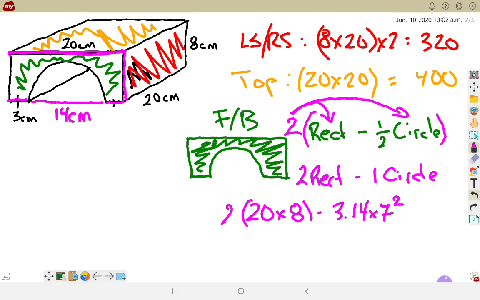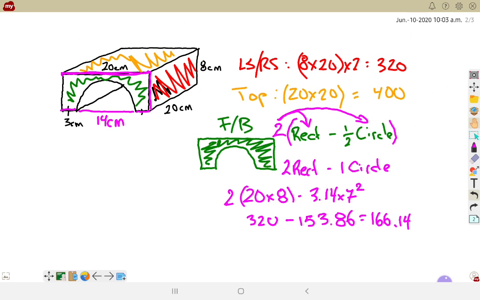Okay, so 8 times 20 is 160 times 2 again is 320. And the 3.14 times 7 squared is 153.86. And when we subtract that from the 320, we are left with 166.14. Okay, so that is the left side, the right side, the top, and the front and the back.